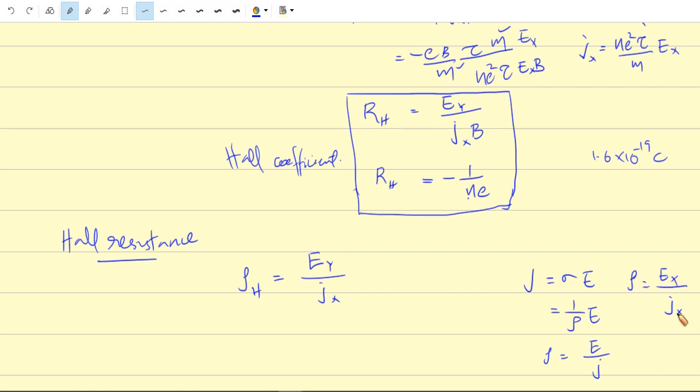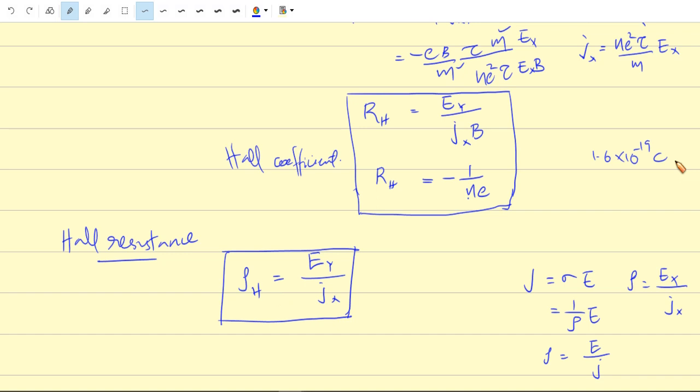Now we want to find out the Hall resistance. This resistance is when an electric field Ey is set up. Therefore rho h is equal to Ey divided by Jx, not Ex divided by Jx. Ey divided by Jx is the Hall resistivity, or Hall resistance we can say.